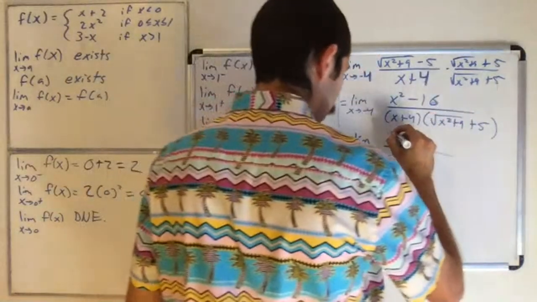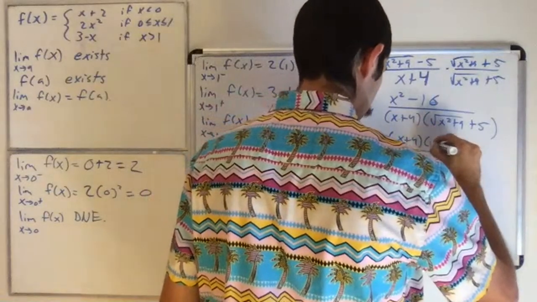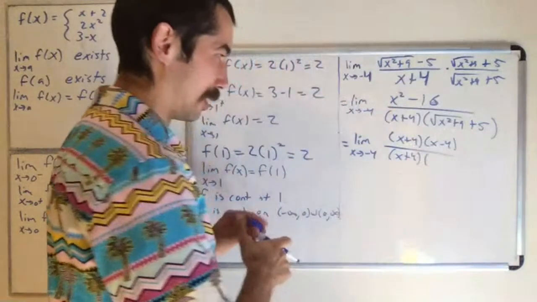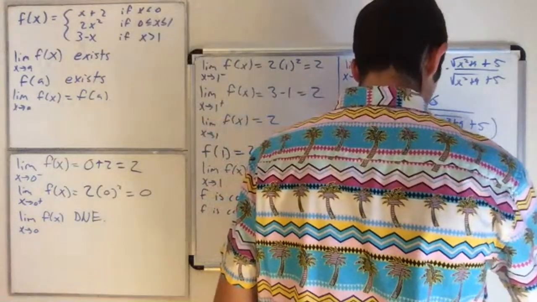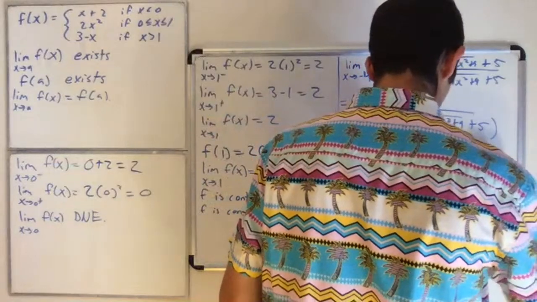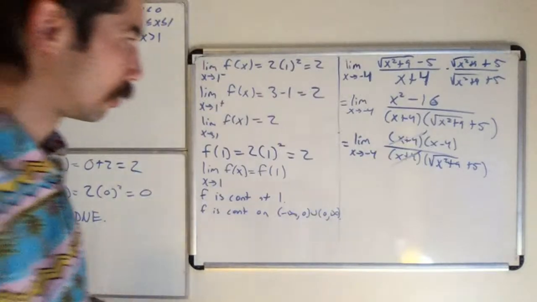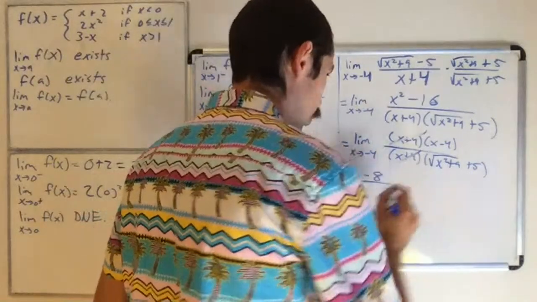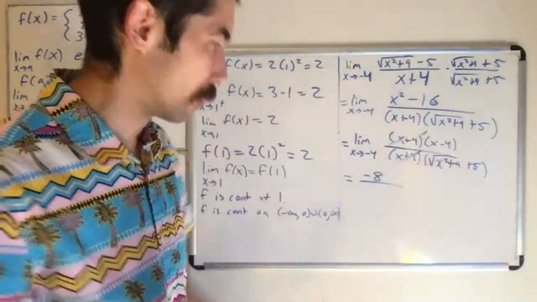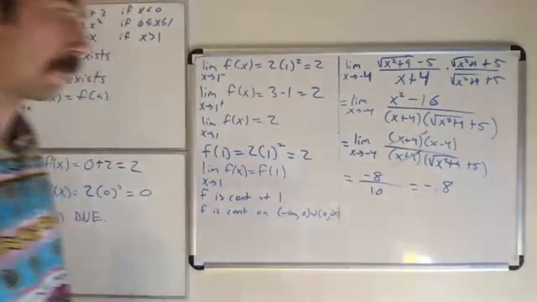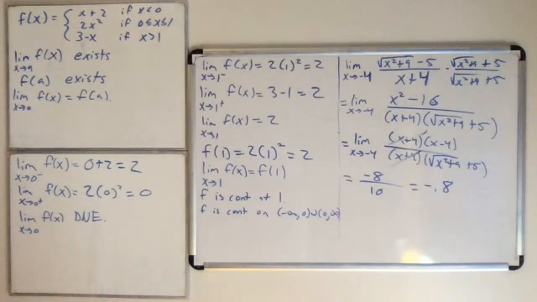The top becomes x minus 4 times x plus 4. This is why we didn't distribute out the denominator. Those guys cancel, and then we could plug in -4. So it's -8 over, and then our denominator would be 5 plus 5, so 10. Yeah, so if you see a limit question with a square root, a good idea is to remember the conjugate.